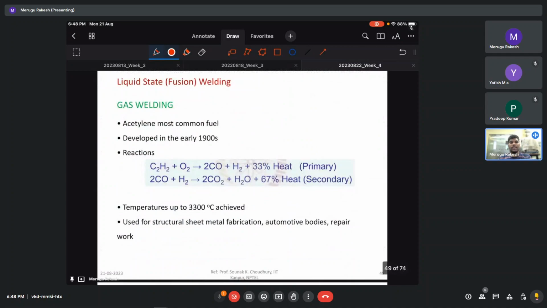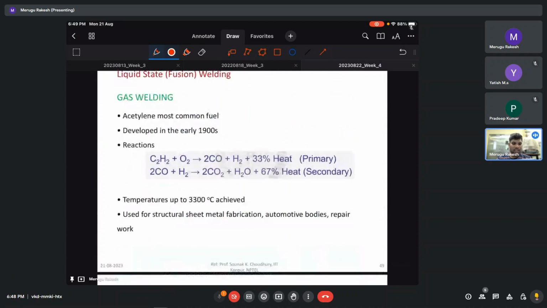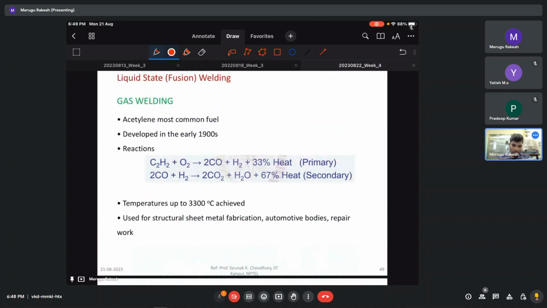So now let us see gas welding. I think we have physically seen gas welding in many cases as well. Generally we use acetylene as the common fuel, which is very impressive. We put this C2H2 acetylene, which when combined with oxygen releases 33% of the heat, and then the produced CO when it reacts with hydrogen produces 67% of the heat, which is the secondary one. Okay. And temperatures of 3000 degrees Celsius can be achieved.